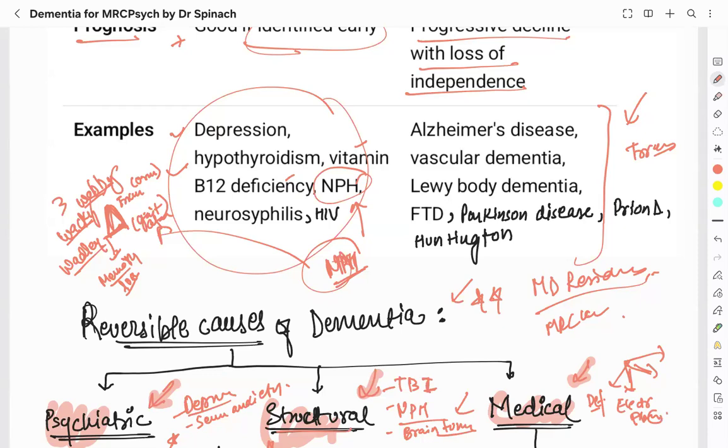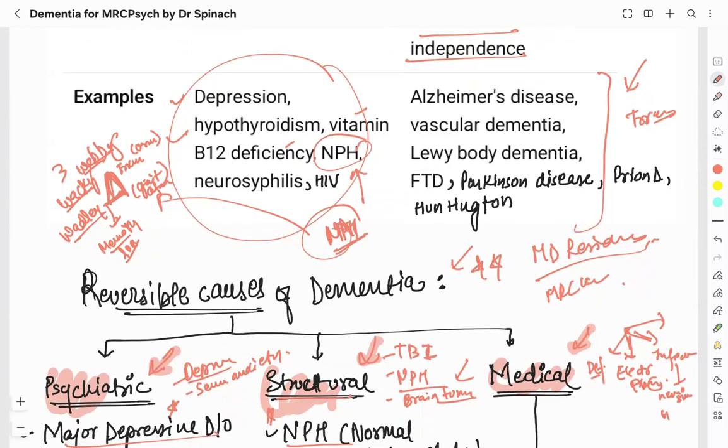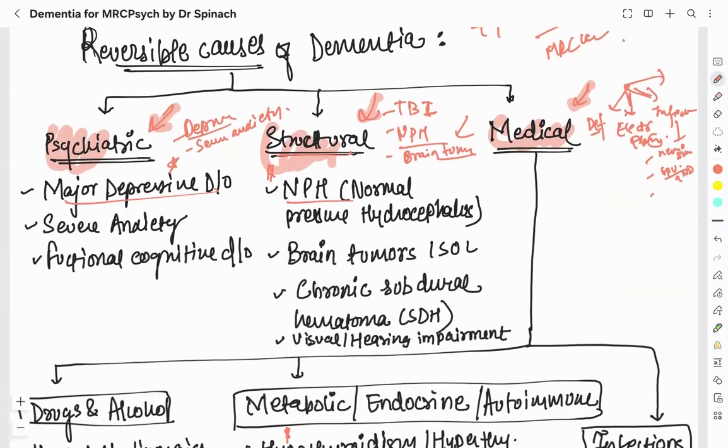Anything else? Some infections, perhaps, like neurosyphilis, HIV. HIV-associated. Yeah. All right, so let's look into these.